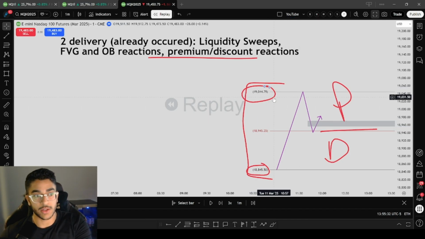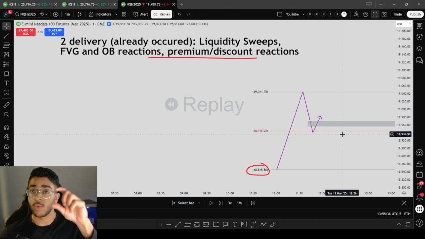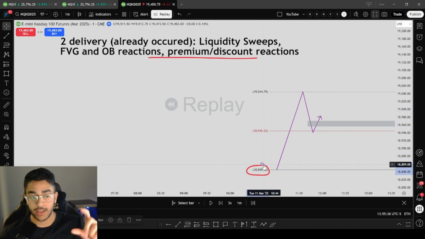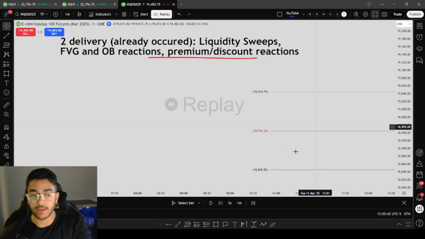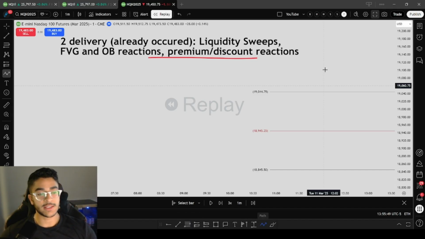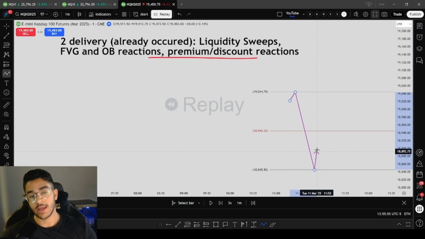Vice versa, if we look at a short example, again, just using premium and discount. Premium will always be the top 50%, by the way. Discount will always be the bottom 50%. Basic: if something is cheap, it's in a discount. If something's expensive, it's in a premium. So let's say we establish a range here. We form a high, we come down, we form a low. This is our dealing range. Anything above 50% is a premium, anything below is a discount.